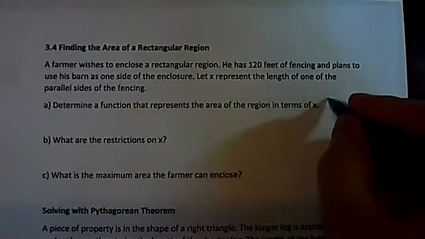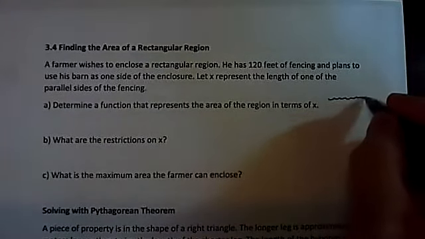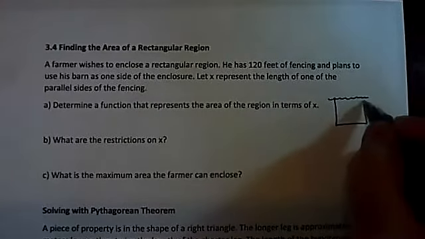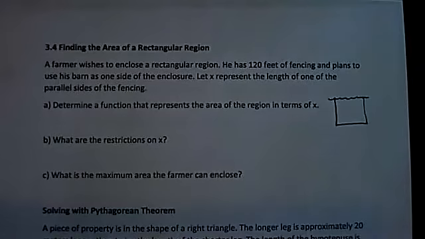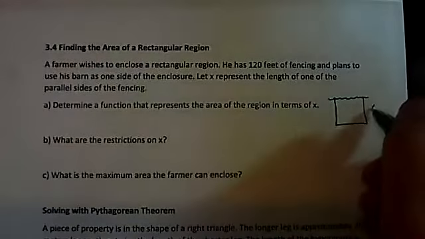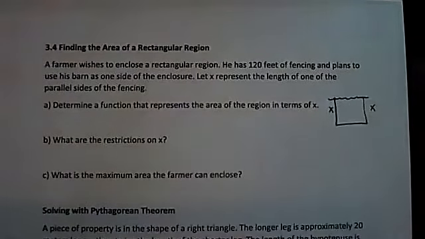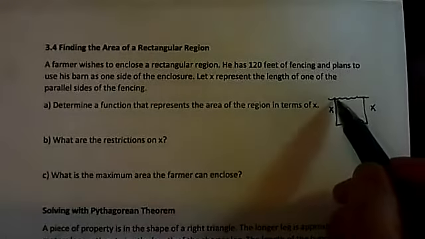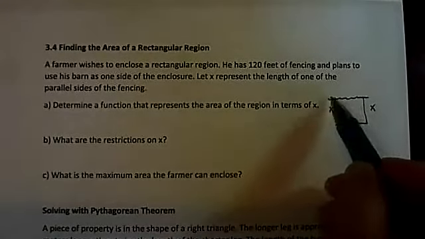So you have to think about a picture here. Here's your barn. I'm going to make it wavy, even though a barn's not wavy, just to recognize the difference. And then here's your other three sides. The parallel sides right here are represented by x. And how much fencing do you have? You have 120 feet of fencing that would cover this, this, and this. And I don't need fence over here, right?